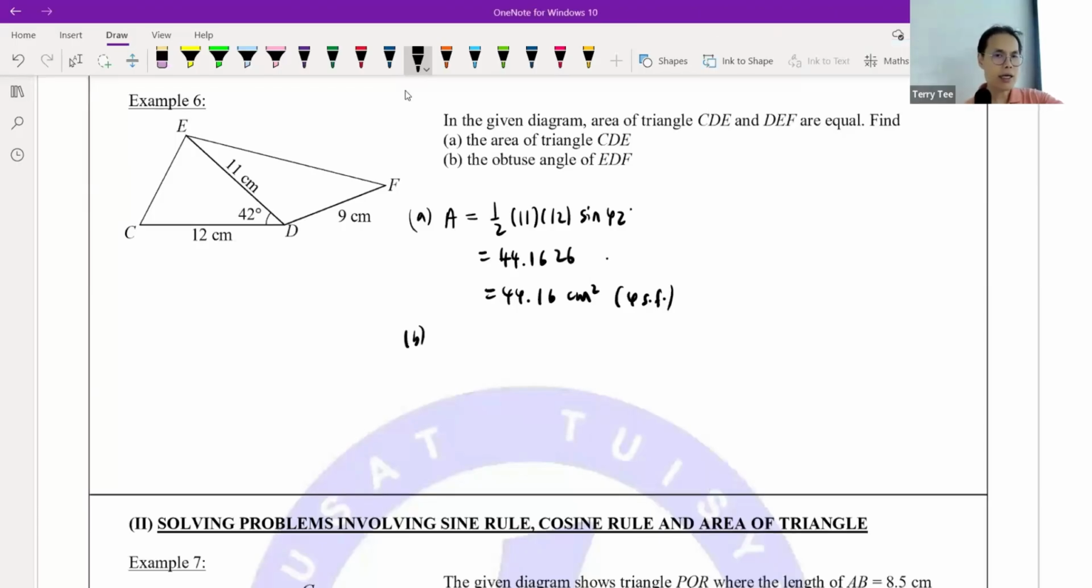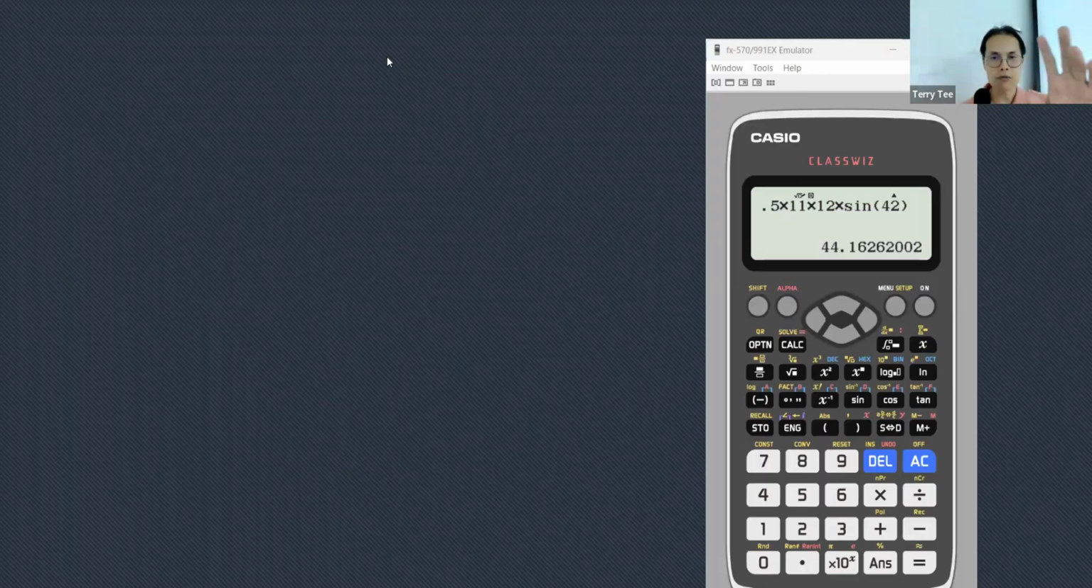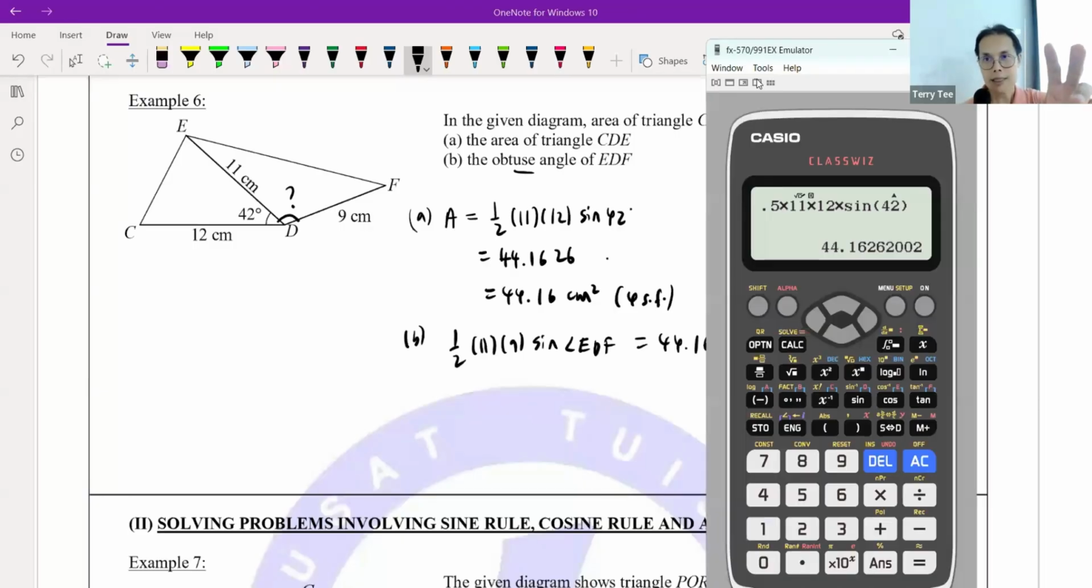Now for the second one, what I don't know is the obtuse angle EDF. I want to find this angle. I know the lengths of both sides, 11 and 9. Take half times 11 times 9 times sine EDF. The result is still 44.1626. If you want to write the whole thing, go ahead. Sometimes it does affect the answer. If you use 44.16, the answer may be a bit different. But usually, if you use the result from part A, it's accepted.